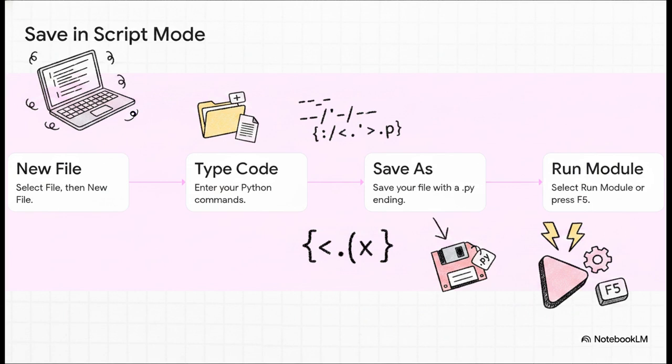You go up to the menu, click File, then New File to get a blank page. You type out your awesome code, then you click Save As and name it, and remember, Python files always end in .py. Finally, you click Run and Run Module, or honestly just hit F5 on your keyboard, and you get to watch your program come to life.